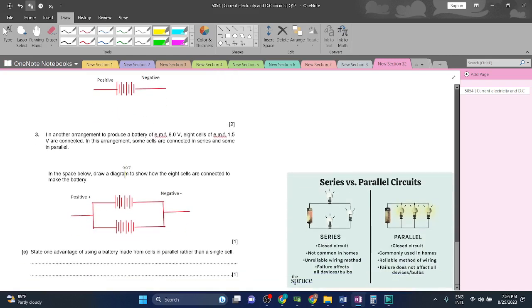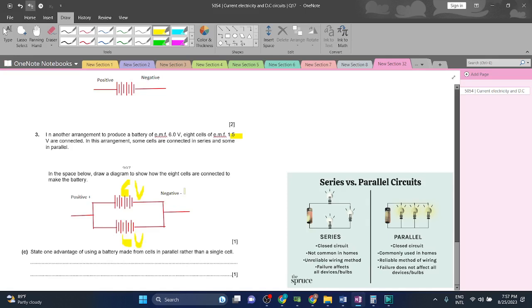In another arrangement, to produce a battery of EMF 6 volts, 8 cells of EMF 1.5 volts are connected. In this arrangement, some cells are in series and some in parallel. In the space below, draw a diagram to show how the 8 cells are connected to make the battery. Okay, first of all, here 4 cells are made, here 4 cells are made, and they each represent 6 volts, right?